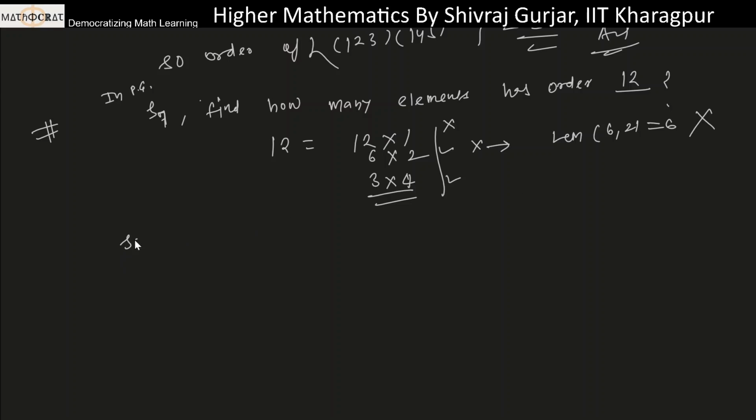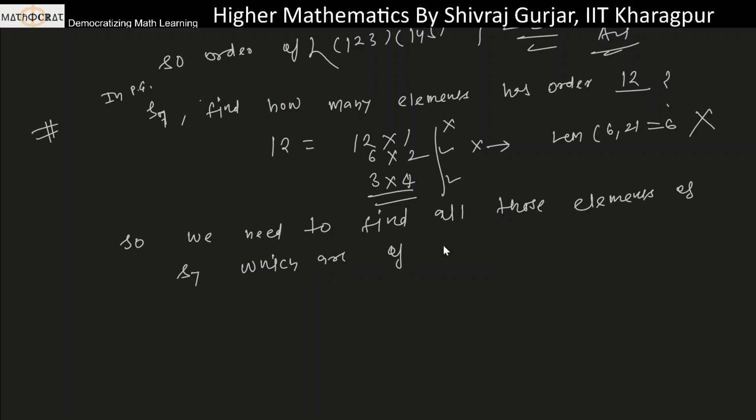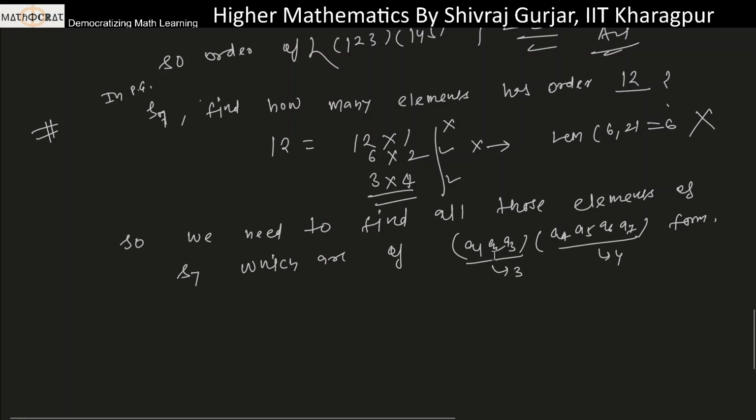Okay, so we need to find all those elements of S7 which are of, let's say, (A1, A2, A3) and (A4, A5, A6, A7) form. This is a cycle of length 3 and this is a cycle of length 4. The LCM of 3 and 4 is 12. So if we are able to find these sort of elements, then the number of those elements will be the desired answer.